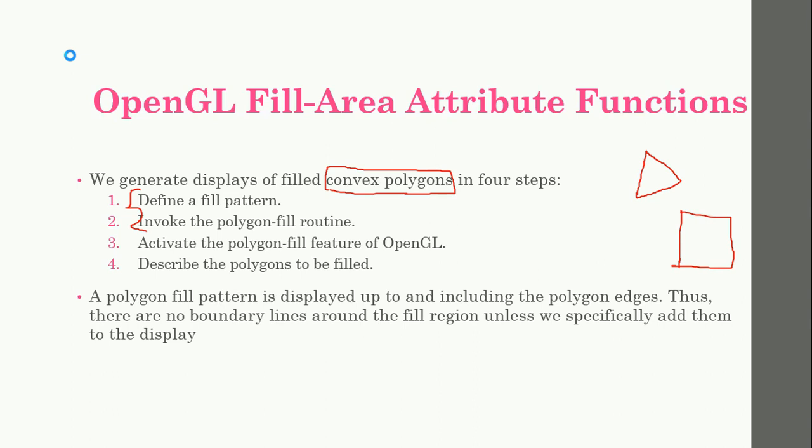The polygon fill pattern is displayed up to and including the polygon edges. When you are defining a polygon, you can have only the fill area, or you can have the edges also. Thus, there are no boundary lines around the fill region unless we specifically add them to the display. Only if you specify it will you get the edges; otherwise you will only have the filled region inside the polygon.